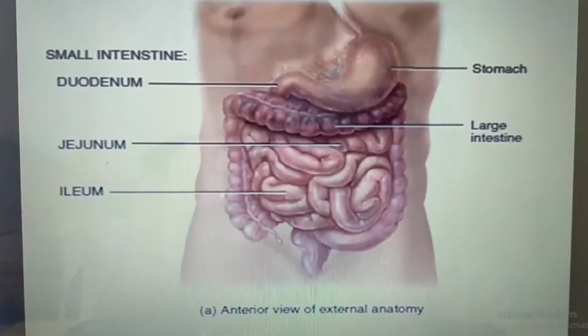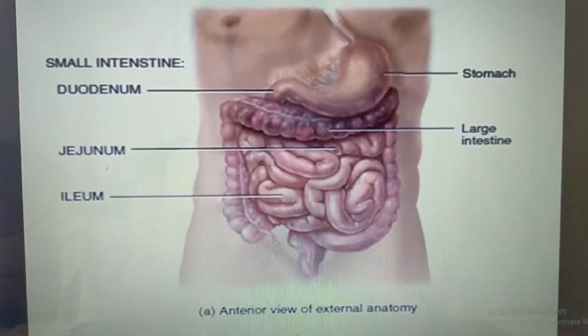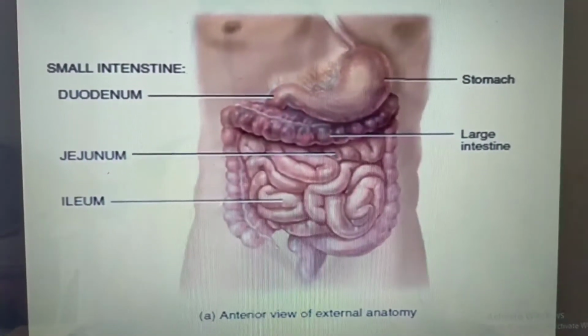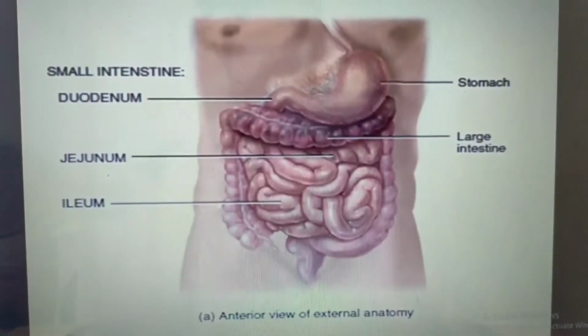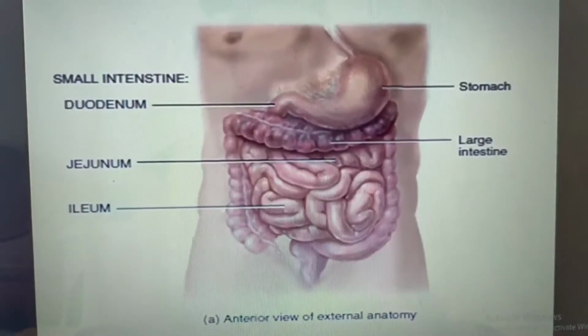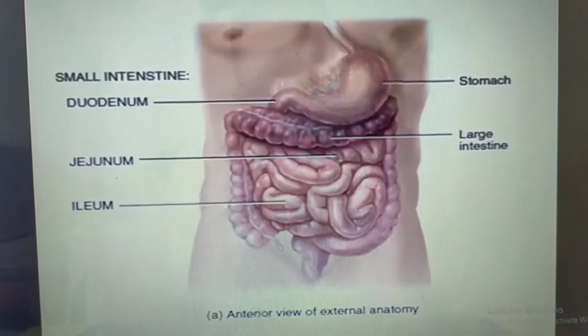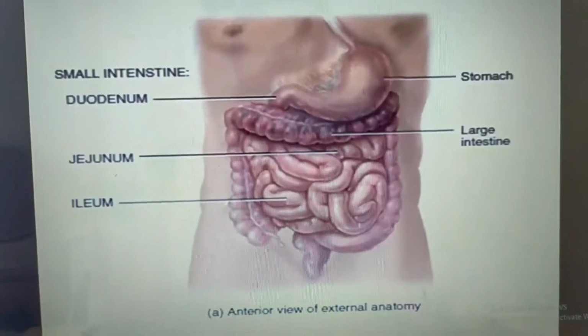So in this figure, this is the anterior view of the external anatomy of the small intestine. We can see the duodenum, jejunum, ileum, the stomach at the upper part of the small intestine, and the large intestine also.